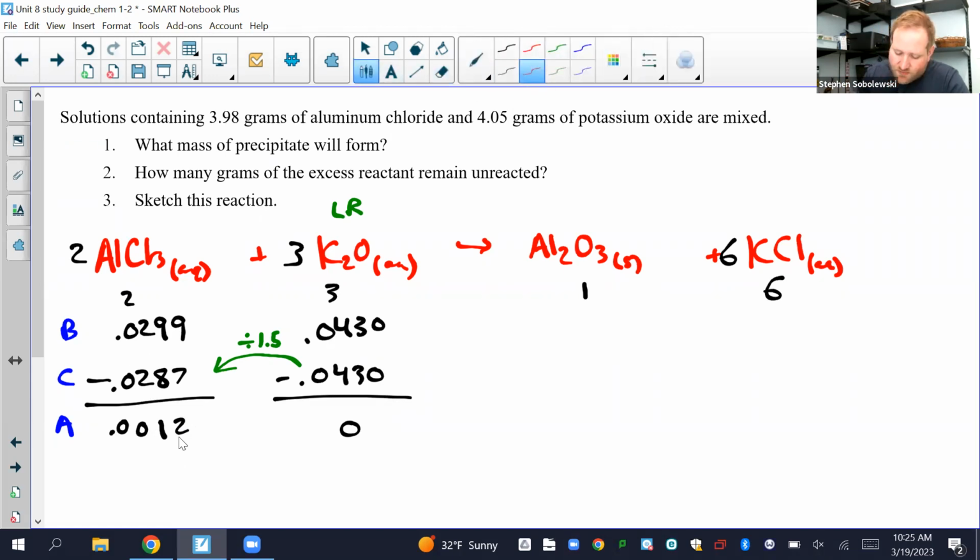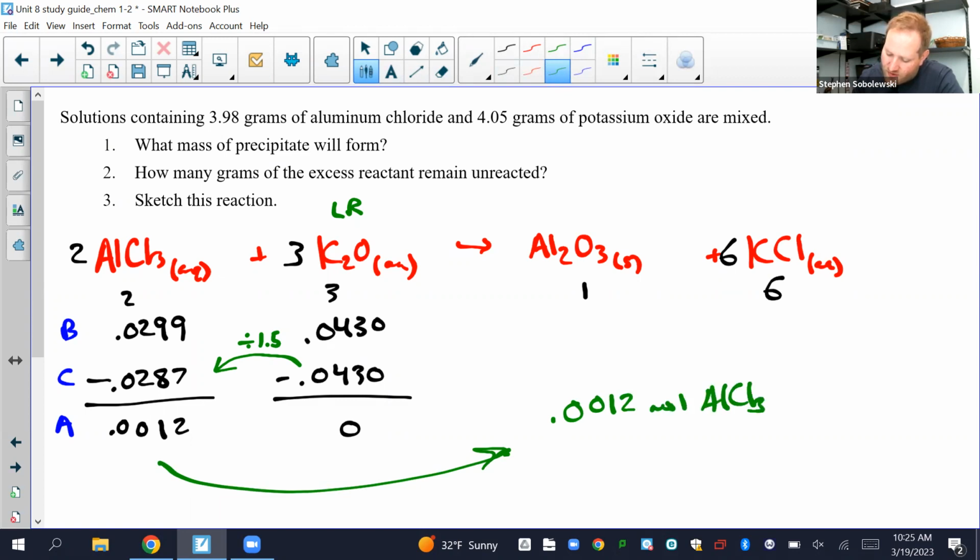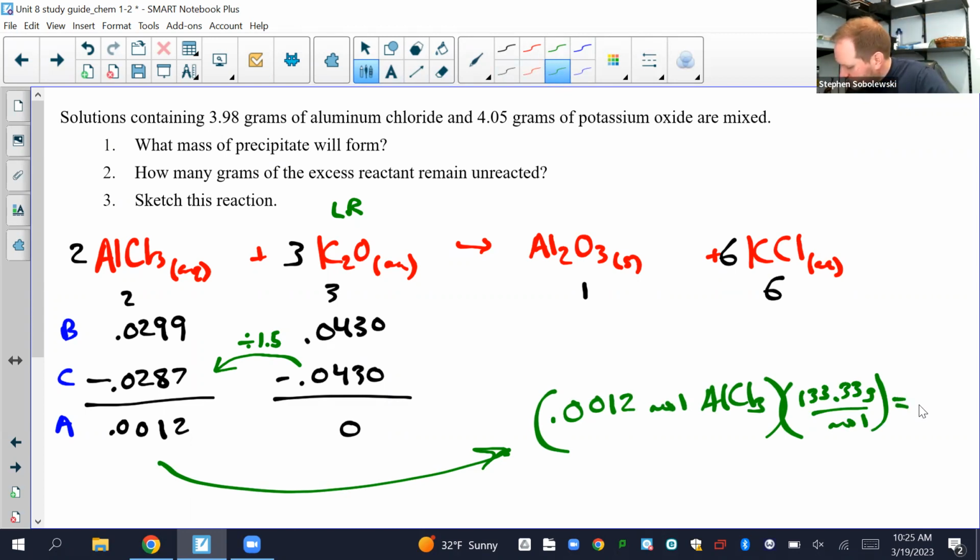Okay. This is moles of excess that remain unreacted. We now just need to turn that into grams by multiplying. So 0.0012 moles of AlCl3 times the molar mass, which I remember from before is 133.33 grams per mole, gives us 0.159996. I'm going to call this 0.16 grams, and I'm purposely doing 2 sig figs for that.